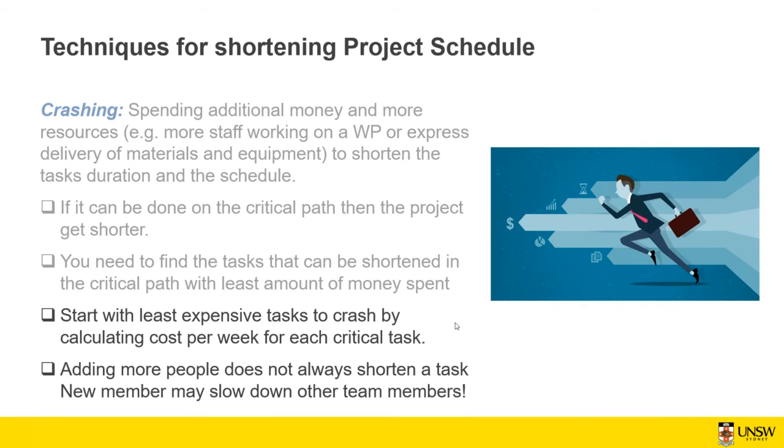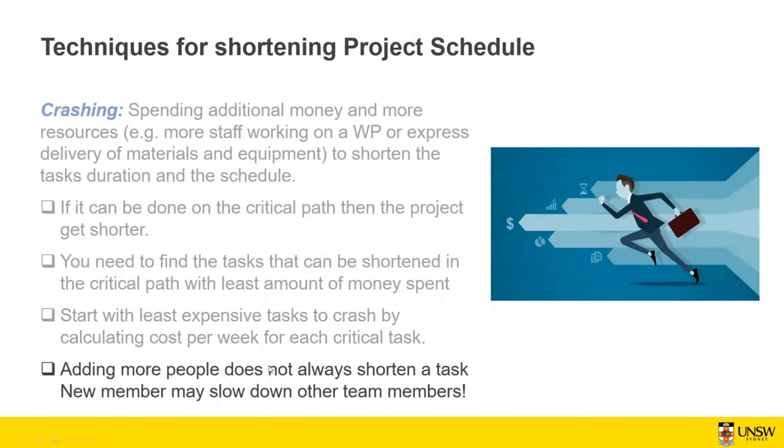For example, if one task can be reduced by 1 week, or maybe 1 day, how much is it going to cost? And then you compare it for different tasks. For example, the cost of crashing one task per 1 week is $1,000. Another task for crashing it for 1 week is going to be $2,000. Both are going to shorten the total time of the project by 1 week. You definitely choose the one with lower cost.